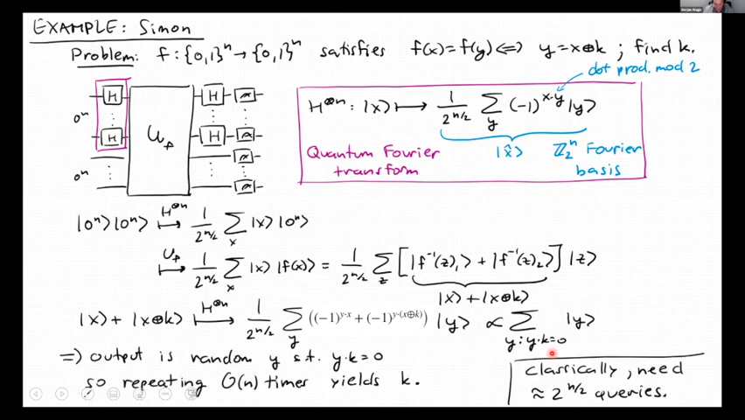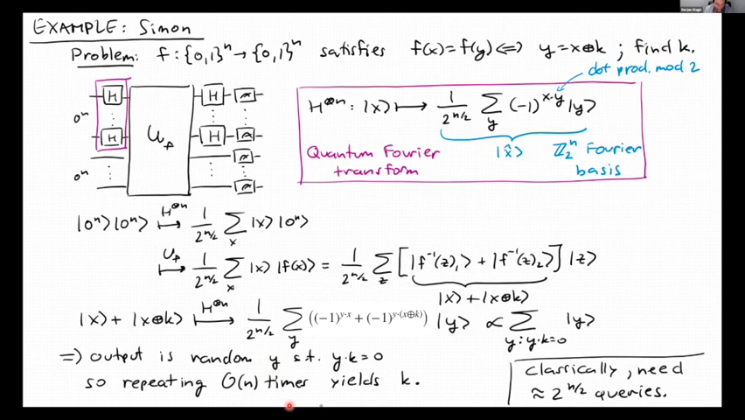So what is the output of this procedure up here in the top? The bottom is just some random value of the function. I don't care about that. The first n bits will actually produce a uniformly random y which is orthogonal to k. And just by linear algebra, repeating this a linear number of times will yield k.